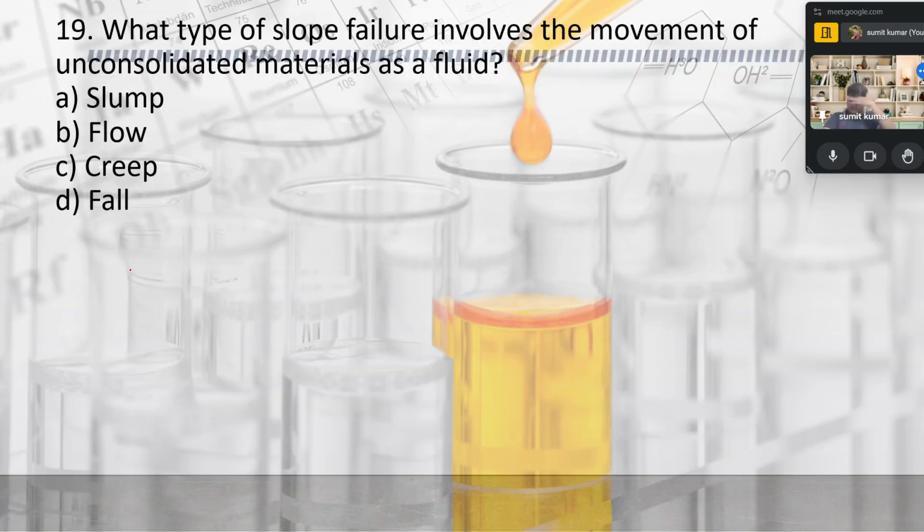Now, as you move one point ahead in a question, the question states: what type of slope failure involves the movement of unconsolidated material as a fluid? The options are slump, flow, creep, or fall. It is saying unconsolidated material as a fluid, so flow is going to be our correct answer.